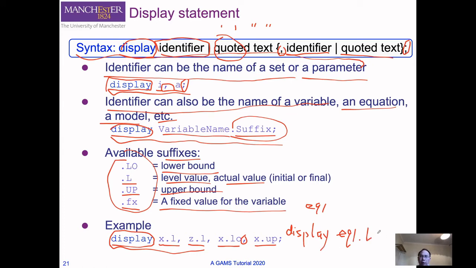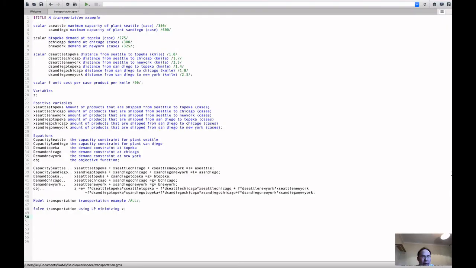Then we finish. We need to add a semicolon. Then we can use this one to display the value of this equation 1. Okay, let's go back to GAMS and use this display statement to display the optimization results. The display statement begins with the keyword display.